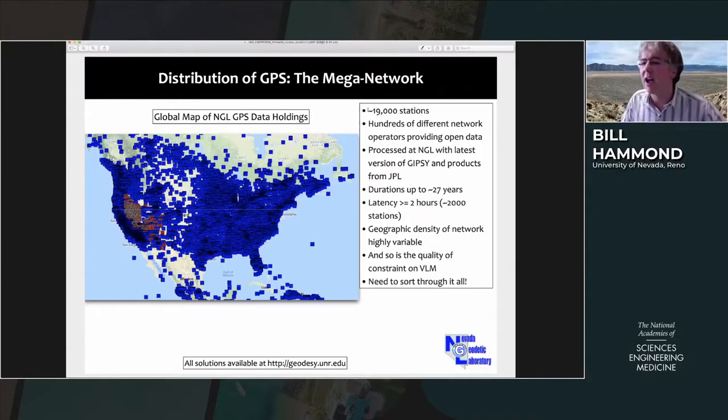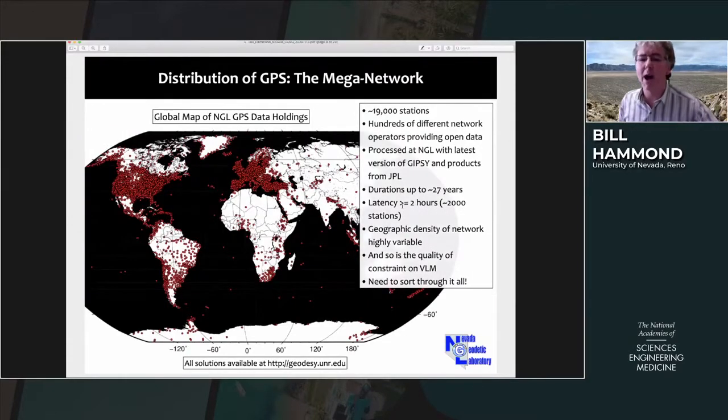At the Nevada Geodetic Lab, we're currently processing just shy of 19,000 stations now, globally distributed, that come from hundreds of different networks around the world that provide open data. So this is a lot of work going out to the different FTP servers and network web pages and the like, collecting and finding data and processing it all in a uniform way using the GipsyX software and products from the Jet Propulsion Laboratory.